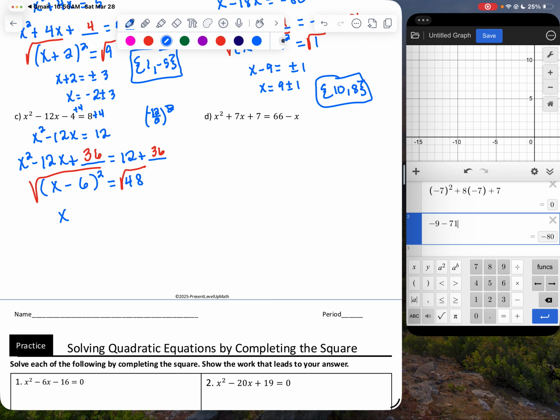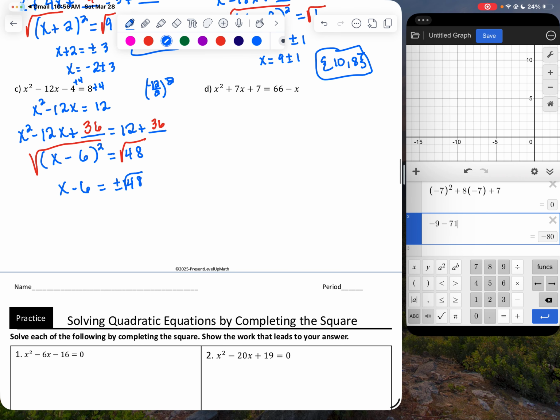So we have x minus 6 equals plus or minus square root 48. Now, square root of 48 can be simplified to plus or minus 4 square root 3. Now add 6 to both sides. And generally, we do not simplify it any further from here. So just leave your answer like that.